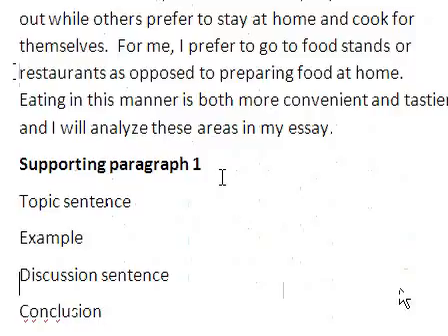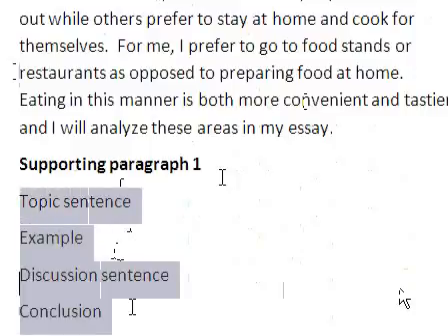Now the way the sentences work is the topic sentence introduces the idea we're going to speak about, which is how restaurants are more convenient. The example is an example of how the restaurant is more convenient than cooking at home. The discussion sentence explains how the example proves the topic sentence. So the discussion sentence is the link between the example and the topic sentence. Finally, the conclusion links the topic sentence to the thesis. So it shows how the topic sentence proves the thesis. So it keeps the entire supporting paragraph linked to the essay.